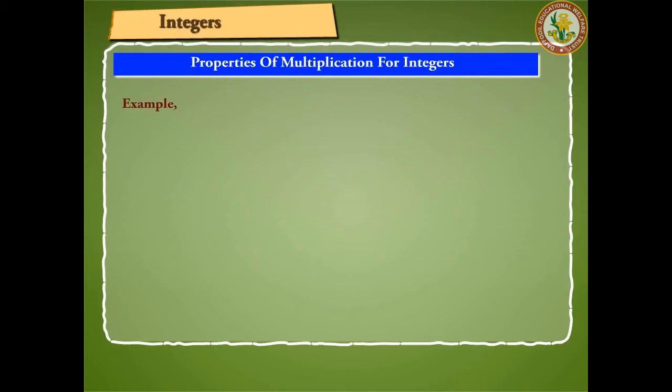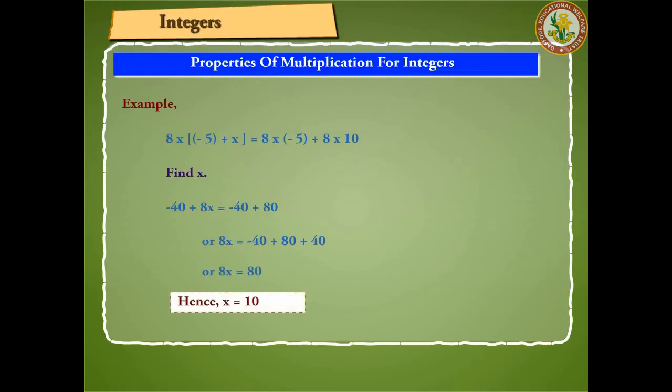Let us solve an example. In 8 × (-5 + x) = 8 × (-5) + 8 × 10, find x. This gives us -40 + 8x = -40 + 80. This implies 8x = -40 + 80 + 40. This gives us 8x = 80. Hence, x = 10.